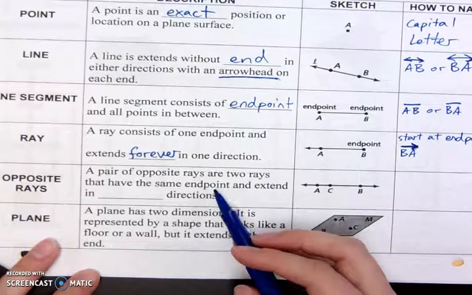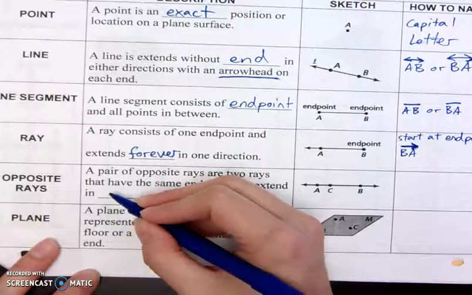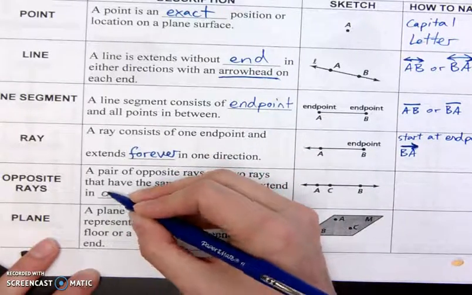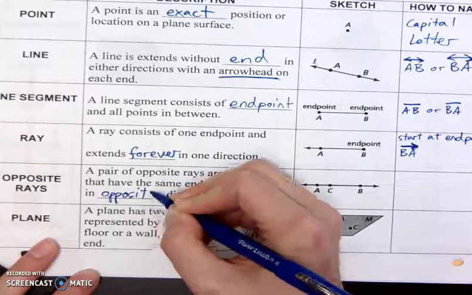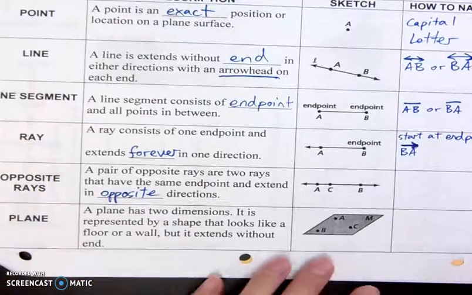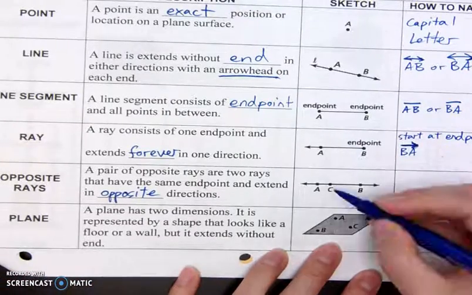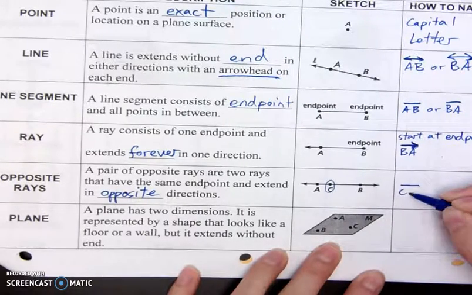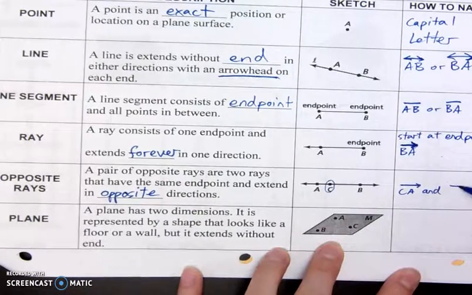All right, so opposite rays have the same endpoint and extend forever in both directions. So we'd say both go in opposite directions. And we just label them as pairs. So we're going to start with our shared endpoint, and so we would label them ray CA and ray CB.